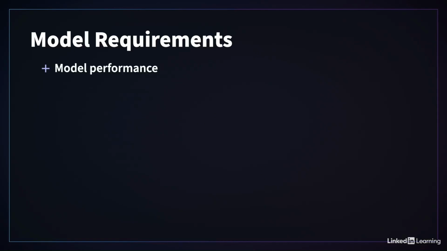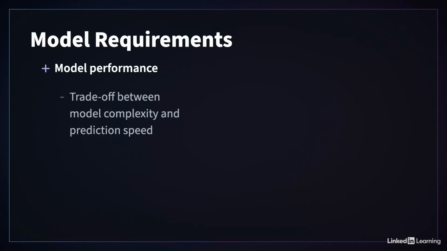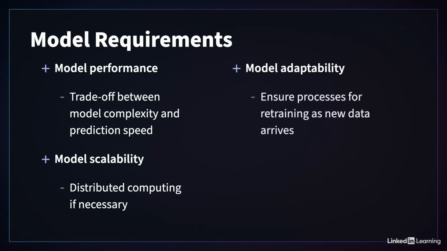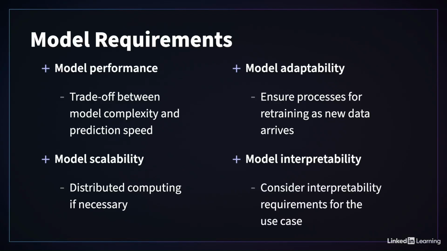Next, let's discuss model requirements. Model performance is a critical consideration, as there's often a trade-off between model complexity and prediction speed. You may also need to consider model scalability, especially if distributed computing is necessary. Model adaptability is another important aspect. Ensure that you have processes in place for retraining your models as new data arrives. And finally, depending on your use case, model interpretability may be a requirement to keep in mind, especially if you need to deliver this interpretability right at the time of prediction.